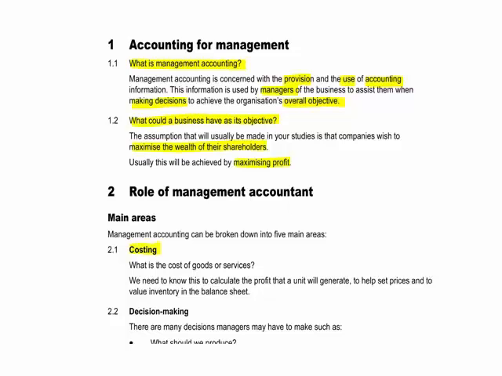So costing is quite straightforward. Basically, how much does it cost us to actually provide the goods or services to our customers? Once we know that, we can work out how much profit we're going to get from one unit, and we can use it to help us set selling prices so that we can work out that profit, and also so we can value our inventory.